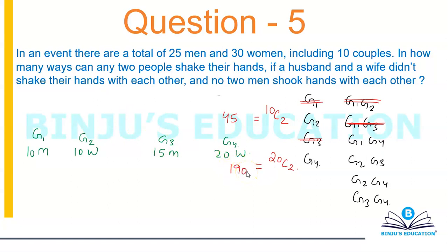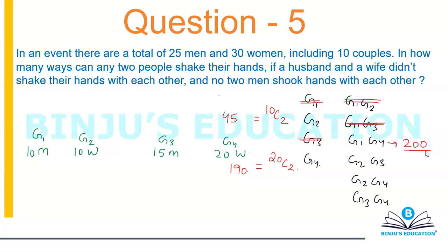Okay. Next is G1, G4. In G1 we have 10 participants, in G4 we have 20 participants. Every man in G1 is going to shake hands with every woman in G4. So every man of G1 will be shaking hands with all 20 women. That will be 10 into 20, equal to 200 possible cases.